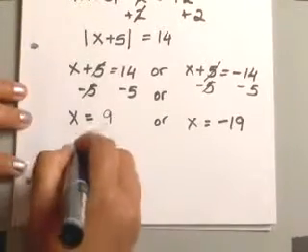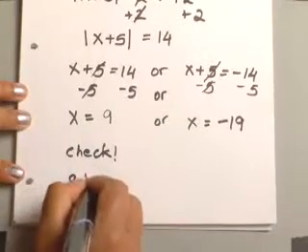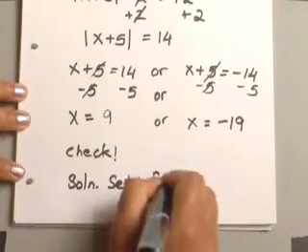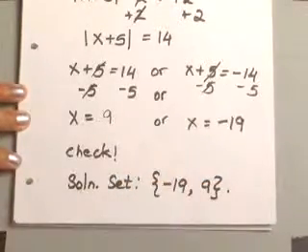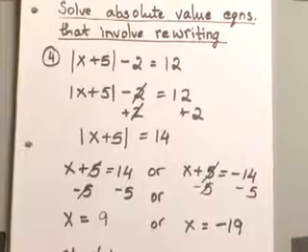And again, you can check your solutions to make sure that both of them work. And your solution set is going to be negative 19 and 9. Just two numbers that will satisfy your original expression here.